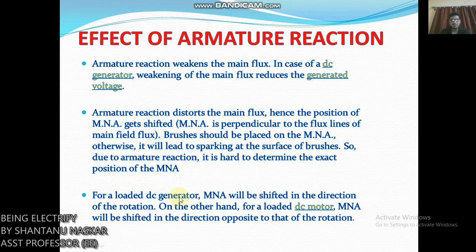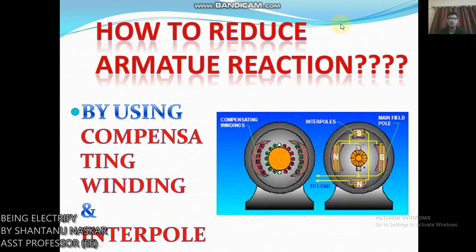Next, for a loaded DC generator, the MNA will be shifted in the direction of rotation. On the other hand, for a loaded DC motor, the MNA will be shifted in the direction opposite to that of the rotation. Okay, so these are the effects of armature reaction.